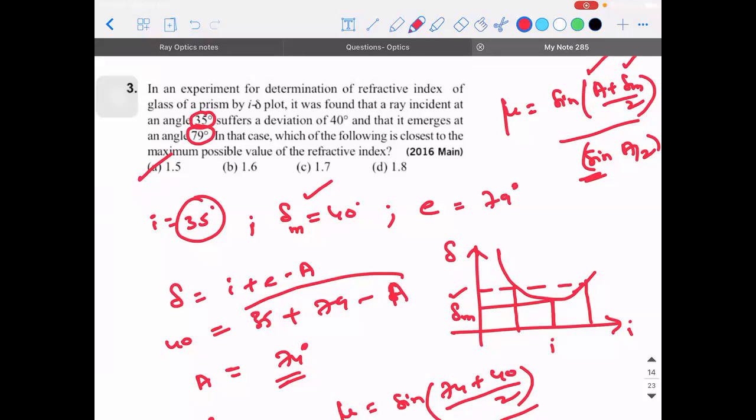But the theory is saying that it can actually be proved using differentiation. At the angle of minimum deviation, the angle of incidence will be equal to the angle of emergence. But here, that is not the case.